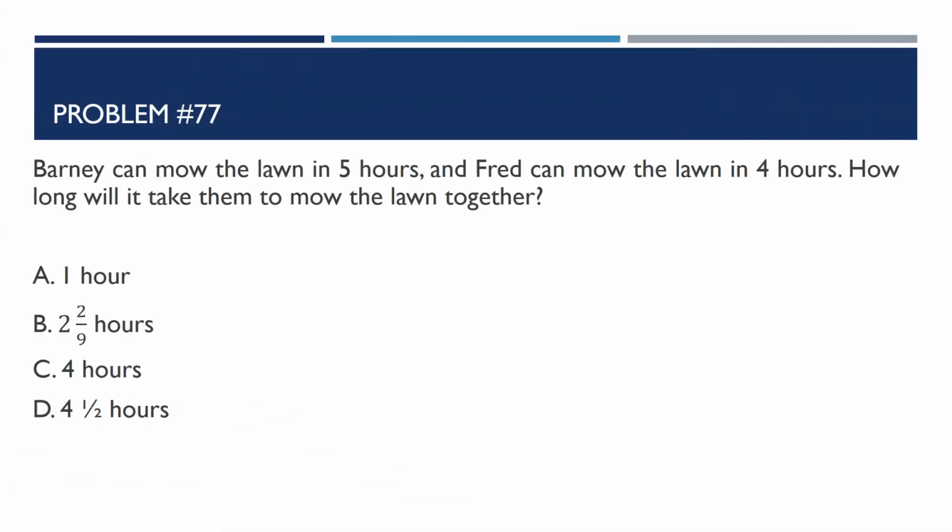Number 77. Barney can mow the lawn in 5 hours, and Fred can mow the lawn in 4 hours. How long will it take them to mow the lawn together? So let us know the answer. The answer for this is 2 and 2/9 hours. So how do you get this answer? Now let me show you how to solve a work problem. So this is the general equation for a work problem, where a and b are the times when they will do it alone, and x will be the time when they are going to do it together.